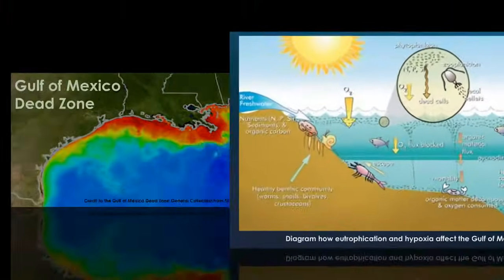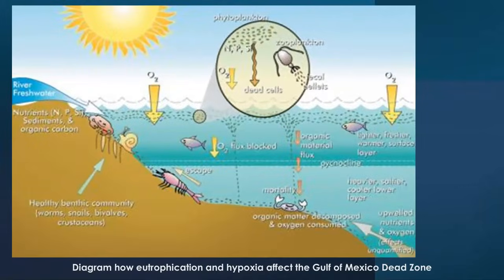This is a diagram you could use as a visual aid for your students to help explain the processes of eutrophication and hypoxia in the Gulf of Mexico and how they cause the dead zone.